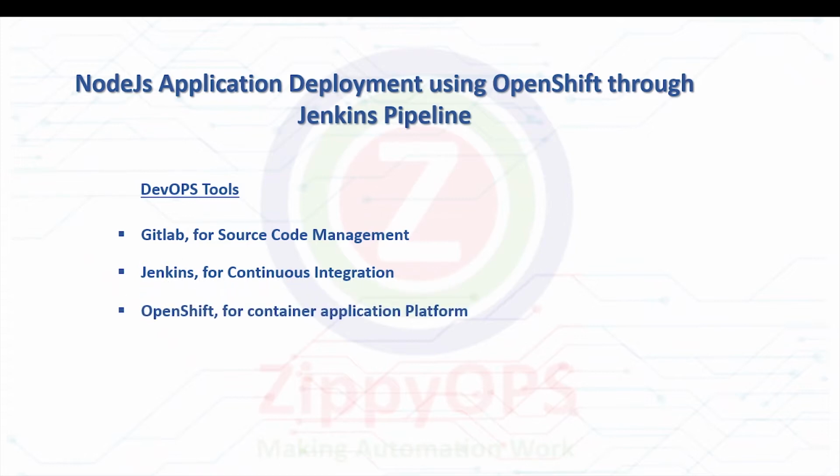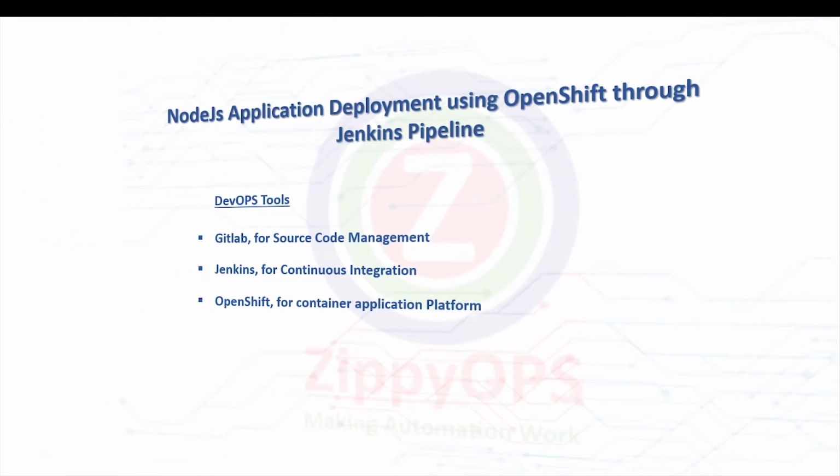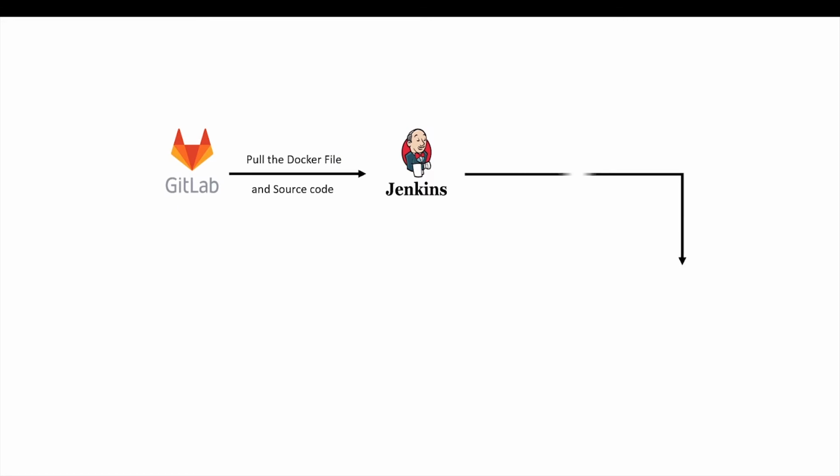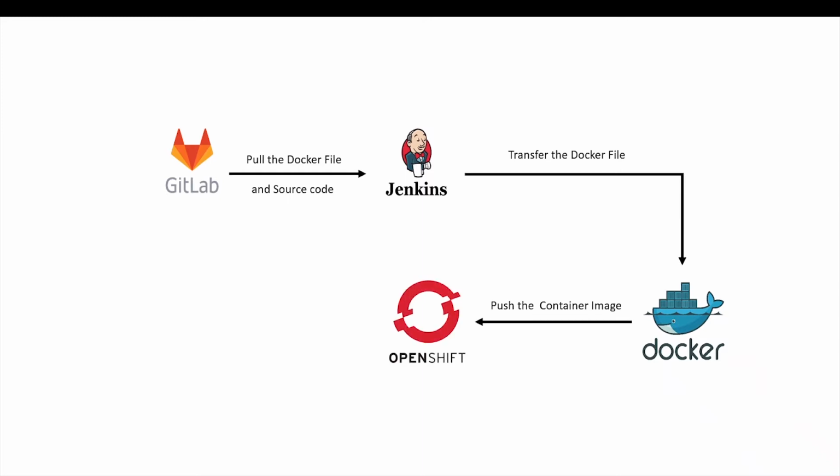Let's explore the workflow of Node.js application deployment, stage by stage. The Jenkins job will pull the Node.js application source code, OpenShift deployment YAML, and Dockerfile from GitLab. In the next stage, Jenkins will build the Docker image using the Dockerfile. In the next stage, Docker will push the container image to the OpenShift registry. In the final stage, Jenkins will deploy the containerized Node.js application on OpenShift using the OpenShift deployment YAML.